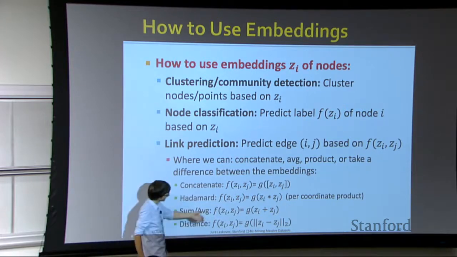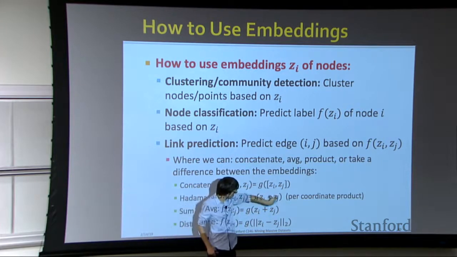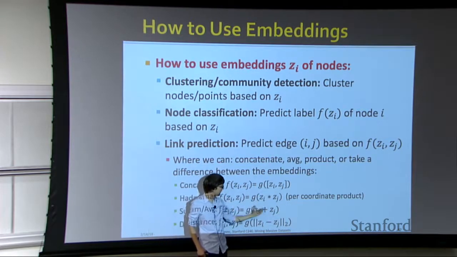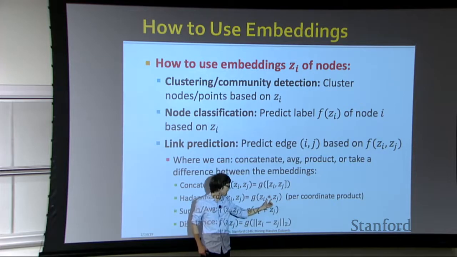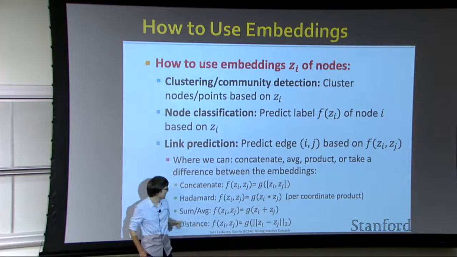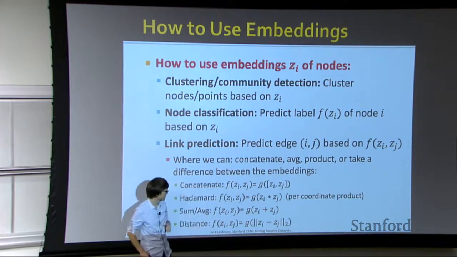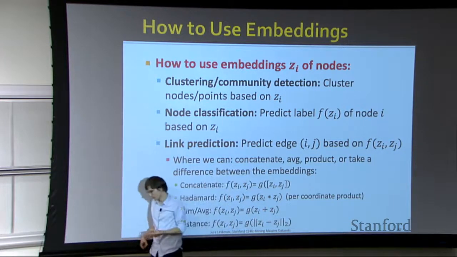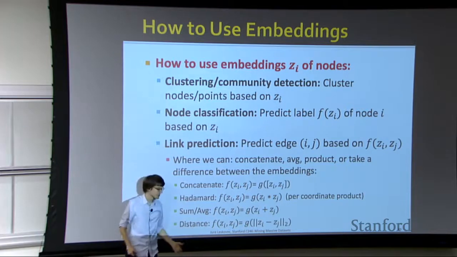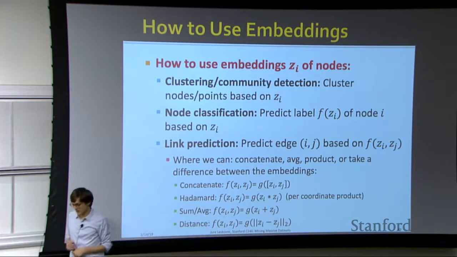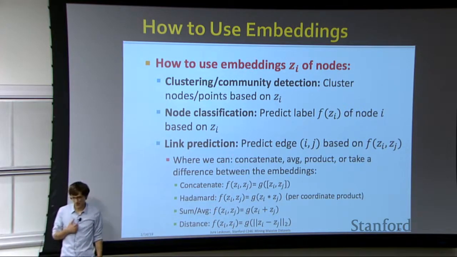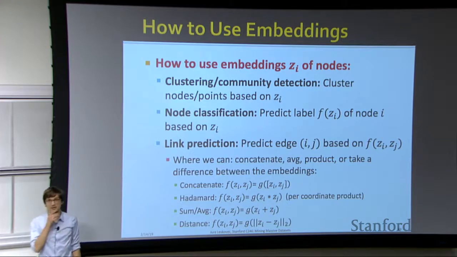Or I could even say, I will try to learn some function g that takes the representation of one node and the representation of another node. Maybe I learn a function g that takes one node, multiplies it coordinate by coordinate with the other node, and then takes this vector as a prediction function. I could add the two vectors together, make a prediction, or I could take the distance between the two points and make a prediction. And again, depending on the particular network and the network structure, different choices will give you a different performance.